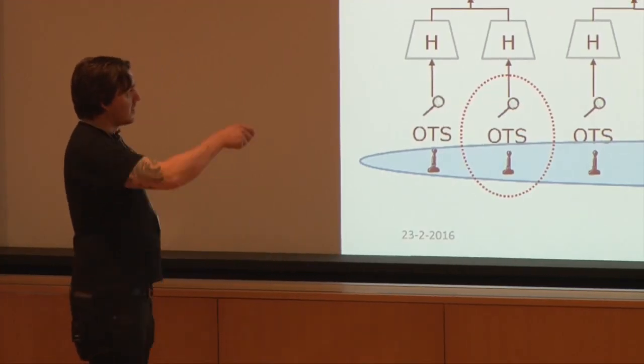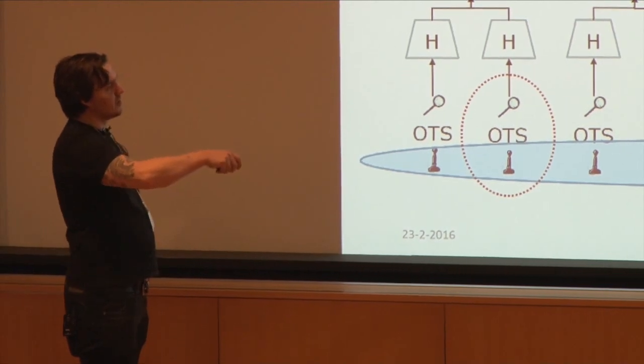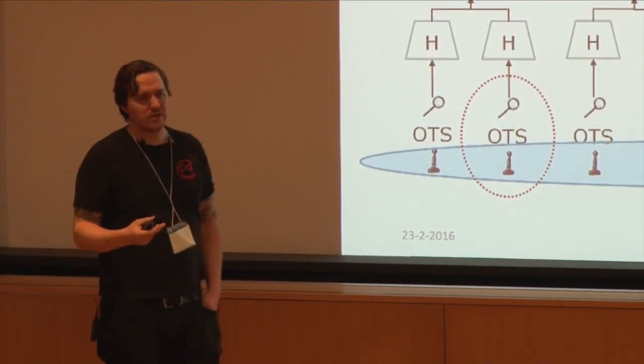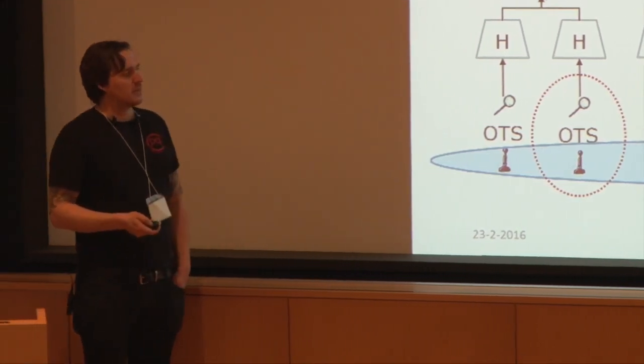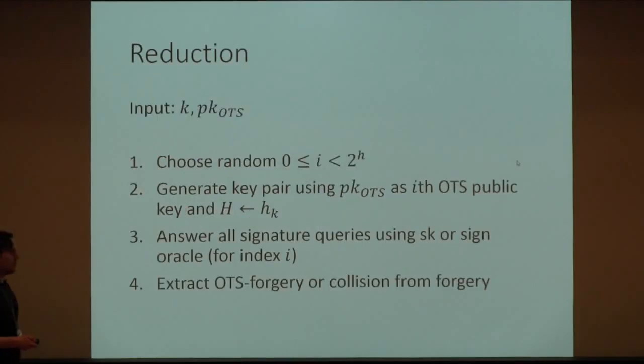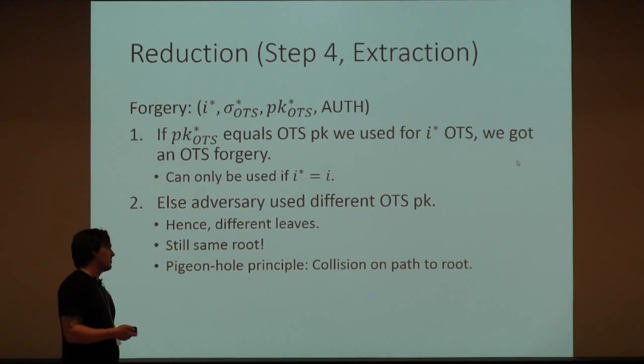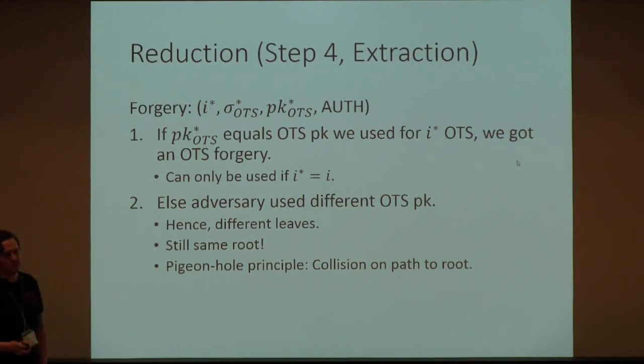So if we have a tree of height h, then you've got 2 to the h leaf nodes, so you can do 2 to the h signatures. One way to deal with this is that we've got ways to build trees of height 60, and you will never do 2 to the 60 signatures. So that's kind of virtually unlimited.